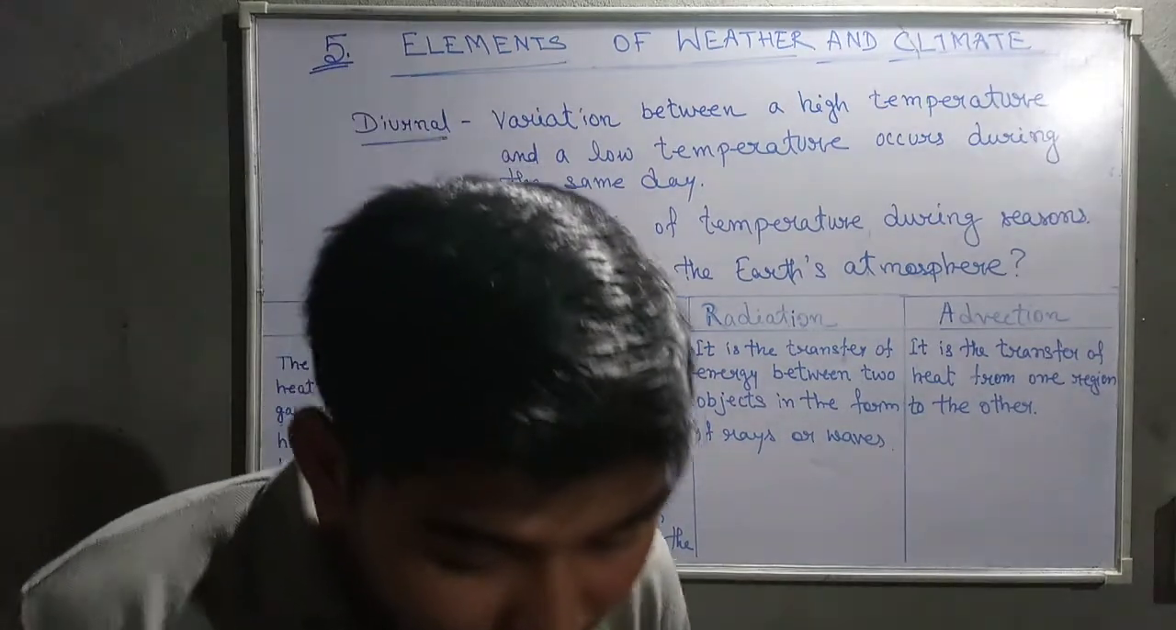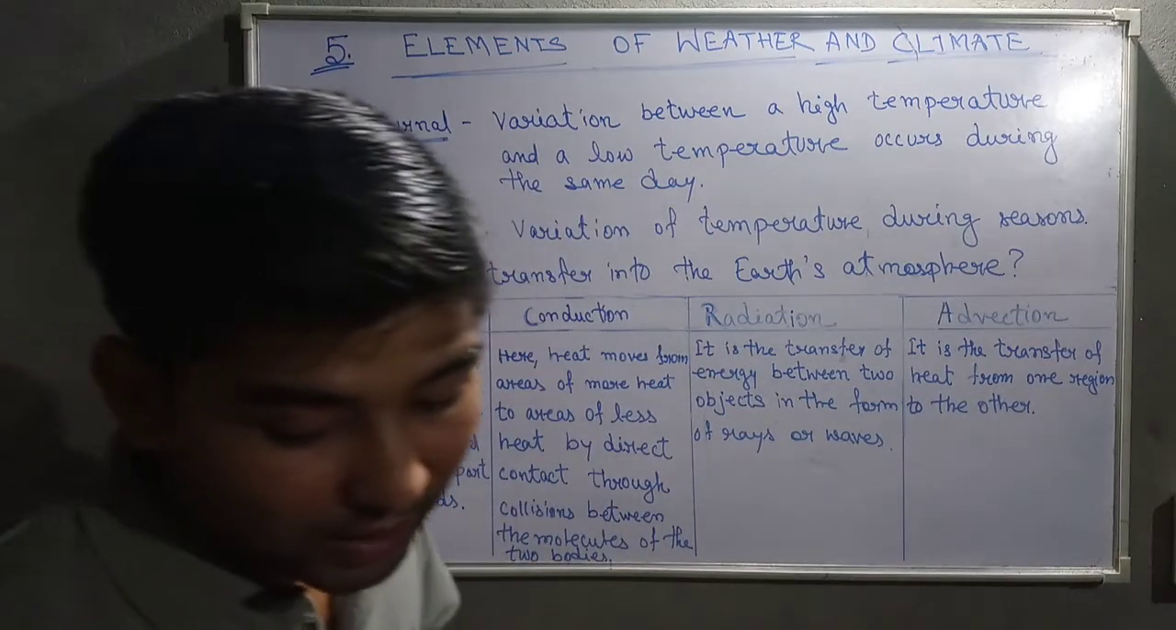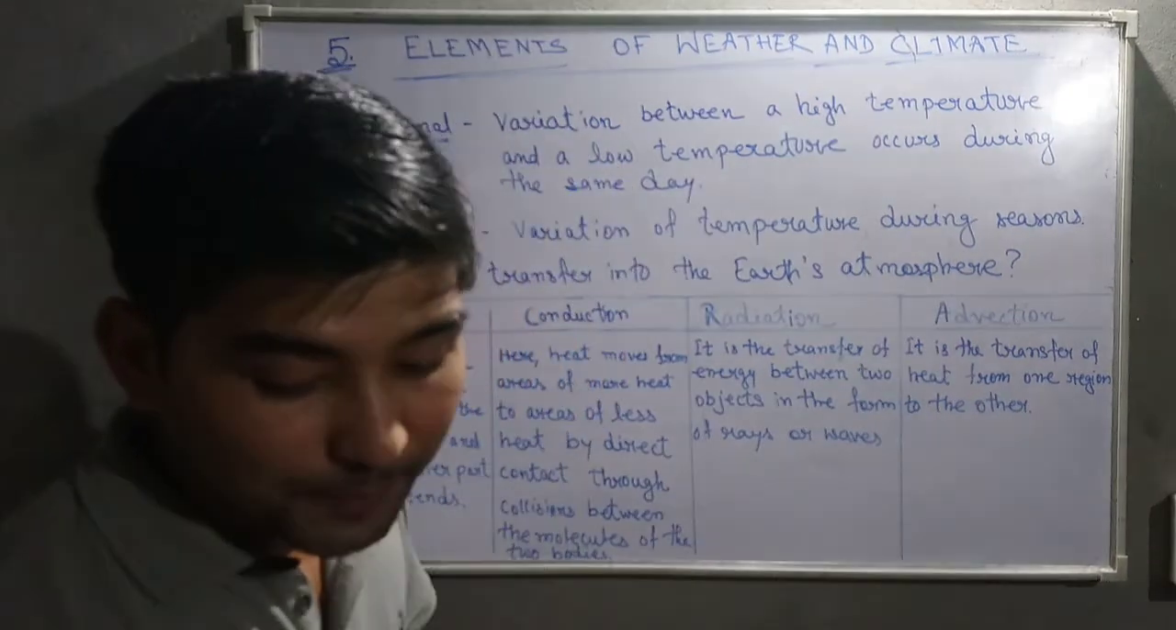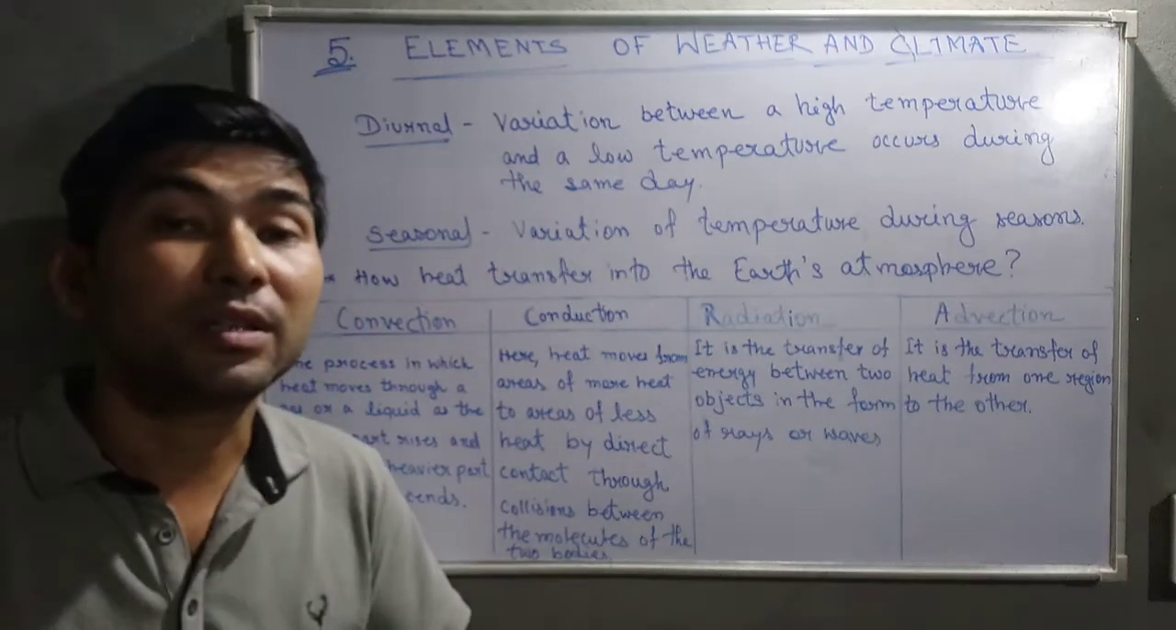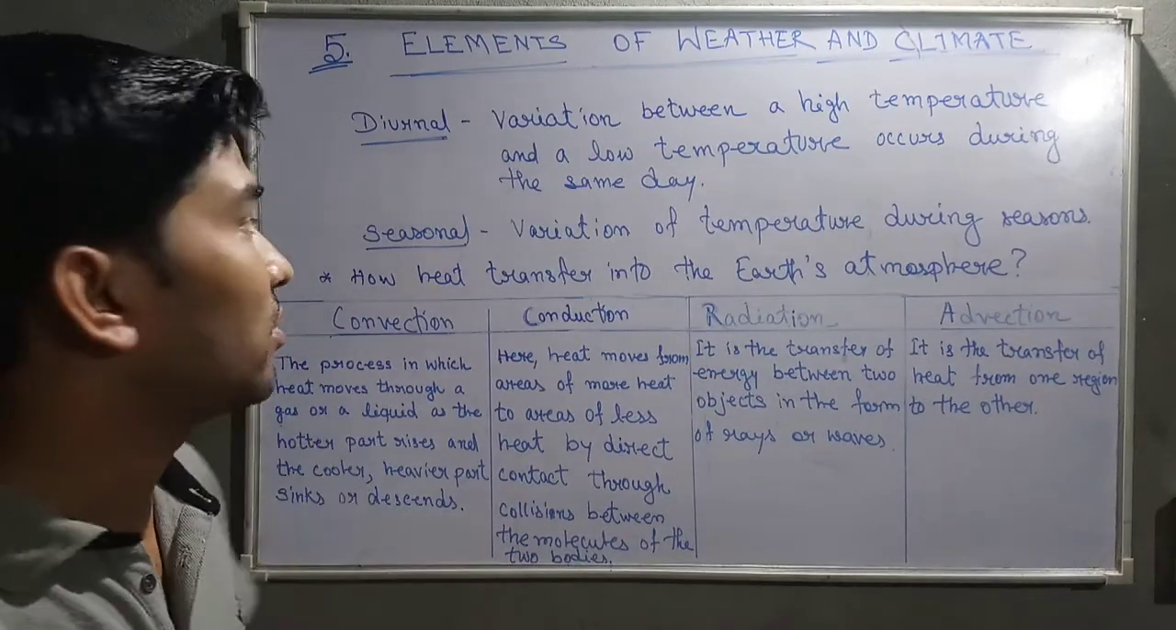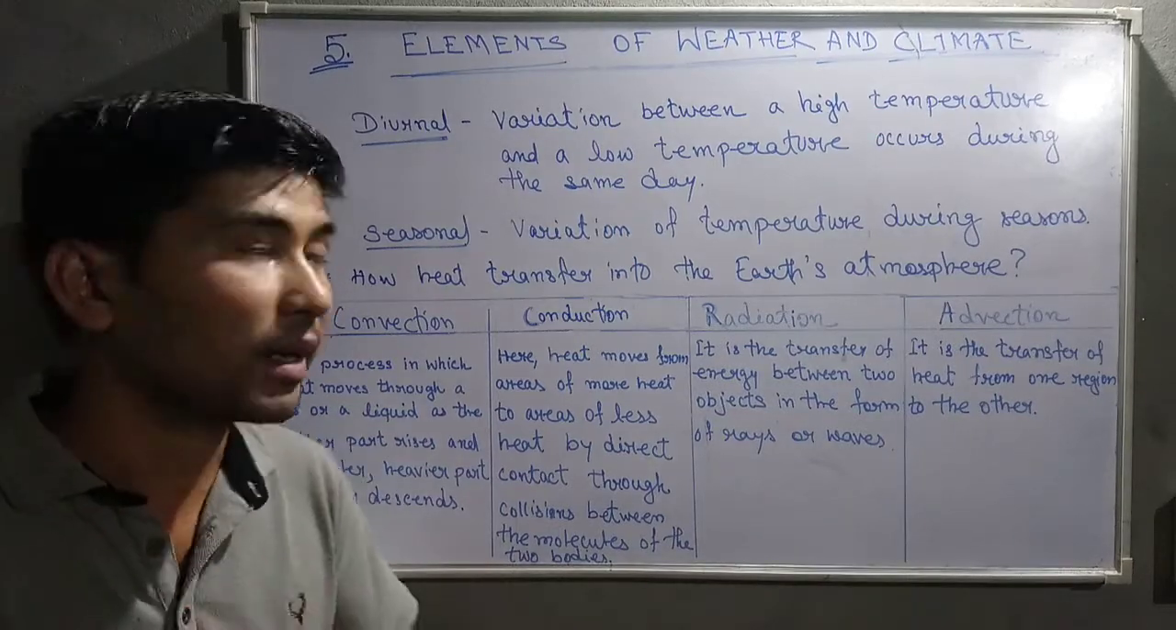Let's talk about the elements of weather and climate. The elements of weather and climate are temperature, atmospheric pressure, humidity and rainfall. Those are the elements of weather and climate.